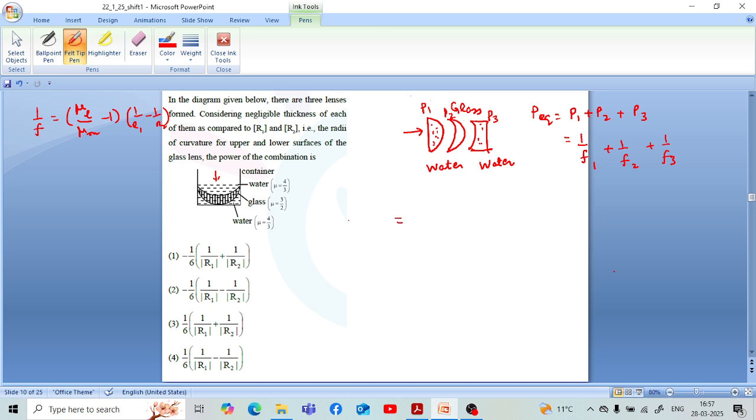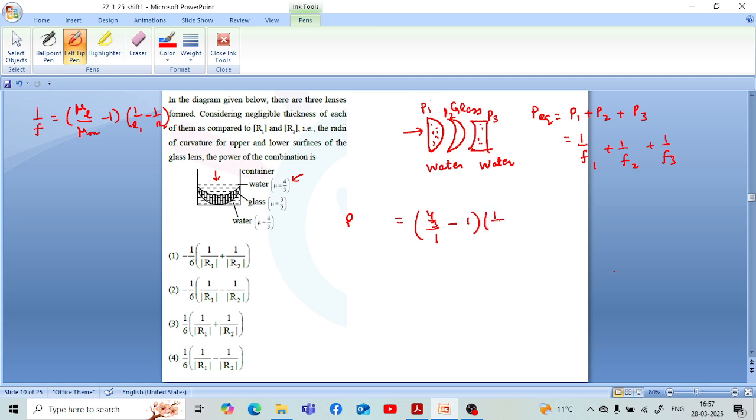So for the first lens that is made up of water, we have to use this formula. The first term here is mu L, the refractive index of the lens, which is water in this case, and it is 4 upon 3. So we have to put 4 upon 3. Now to calculate the individual powers, we have to assume the surrounding medium to be air or vacuum. For every lens, we take the surrounding medium as air, whose refractive index is 1. So 4 upon 3 upon 1 minus 1, times 1 upon R1.